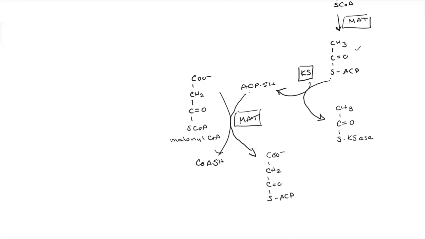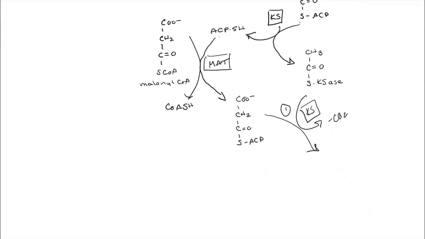Now what we have is our ACP-coupled malonyl, and we have our synthase-coupled acetyl group, and via the action of KS, we're going to couple those two. And this coupling reaction is going to be facilitated through the decarboxylation event, which I illustrated with minus CO2 here. And this is going to be our first synthetic step. And what this produces is an equivalent of acetoacetyl ACP.